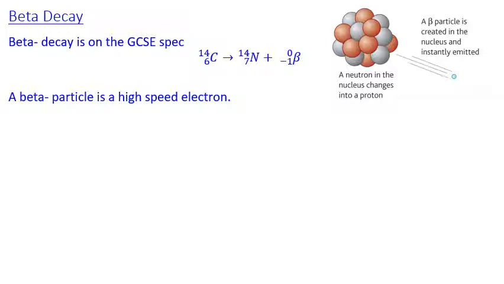So a very quick reminder. You did beta decay or beta minus decay on the GCSE spec. A neutron changes into a proton, and we've now covered the fact that that's because a down quark changes into an up quark. The beta particle, the electron, is ejected from the nucleus instantaneously, as is the antineutrino.